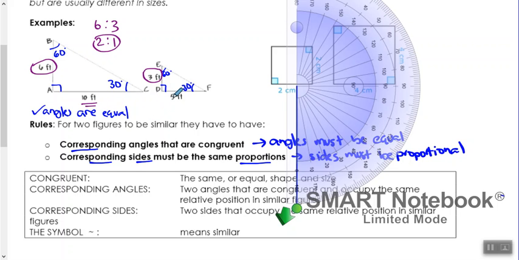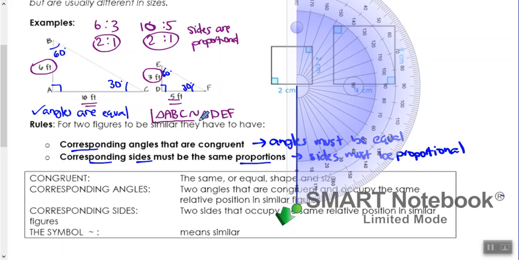And taking a look, 10 feet and 5 feet. So a 10 to 5 ratio. Divide by 5. 10 divided by 5 is 2. 5 divided by 5 is 1. So also a 2 to 1 ratio. Okay, so my sides are proportional. So my shapes are similar. So I can say that ABC, so triangle ABC, is similar to triangle DEF.